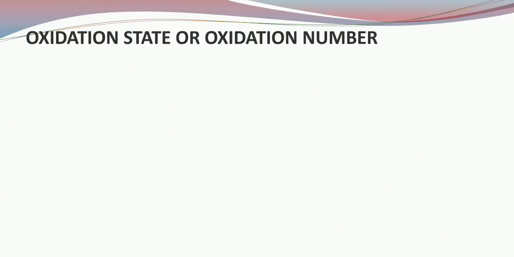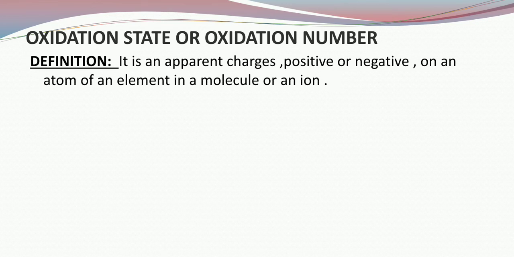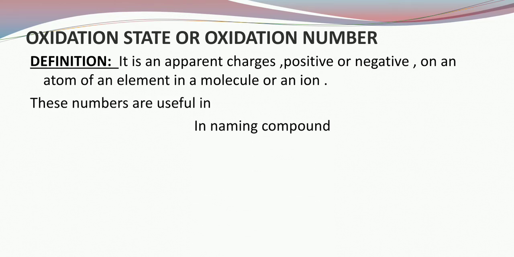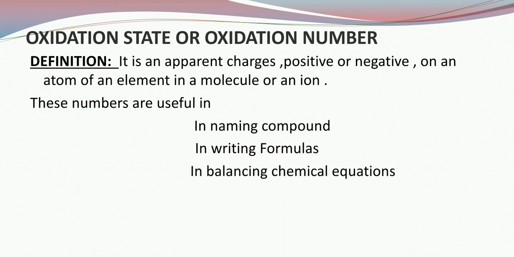Oxidation state or oxidation number. It is an apparent charge, positive or negative, on an atom of an element in a molecule or an ion. These numbers are useful in naming compounds, in writing formulas, and in balancing chemical equations. Oxidation numbers are the positive or negative charge on an element or on an ion.